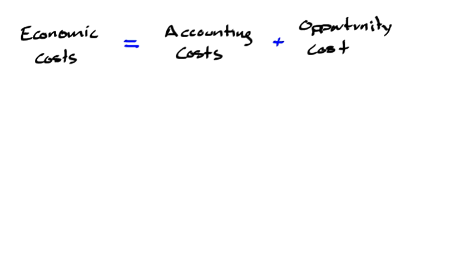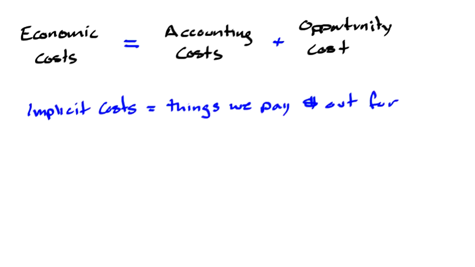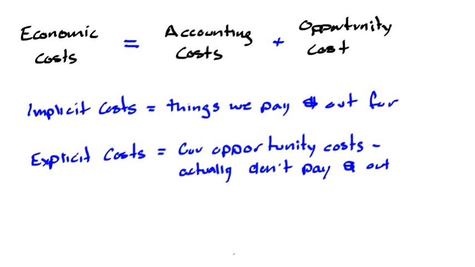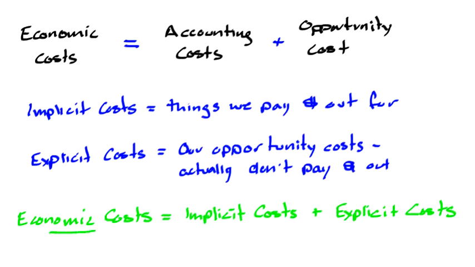So to help with this distinction, we can think of costs in terms of explicit and implicit. So implicit costs are the things that we pay dollars out for. So these are your rent, your supplies, all those things that we typically associate with accounting costs. So explicit costs are our opportunity costs. We actually don't pay dollars and cents out for these. So we can summarize by saying that our economic costs are equal to our implicit costs, which is our accounting types of cost, and our explicit costs, which are opportunity costs.